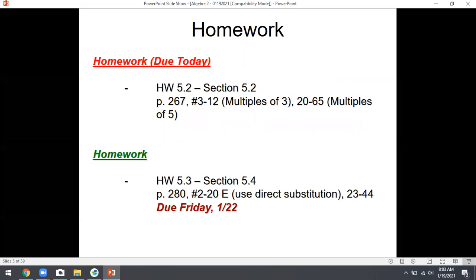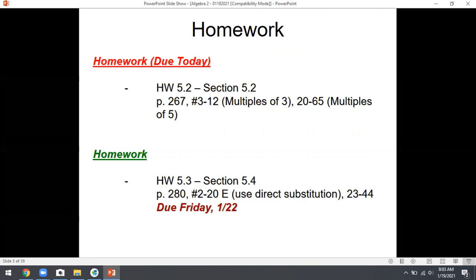It's actually over section 5.4. We're skipping section 5.3. Section 5.3 is kind of pointless. I looked at it like, you really don't need to do that. It's not going to help you ever in the future. Kind of silly. So we're skipping section 5.3.